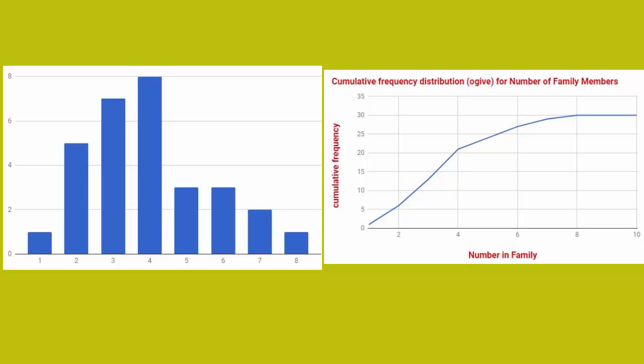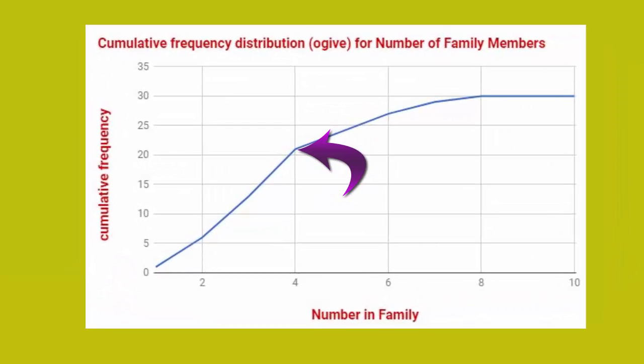family members. Look back to the histogram and notice that 8 families have 4 people. This means that the ogive at x equals 4 needs to add 8 more families to the total. Therefore, the cumulative frequency by the time families of size 4 or less are combined is 21.